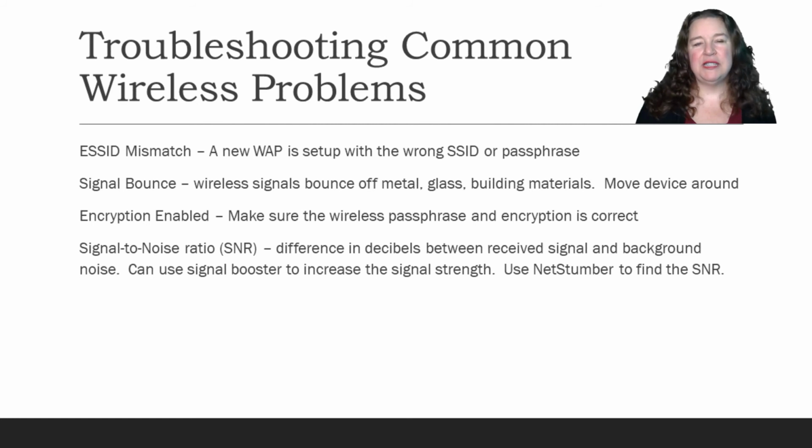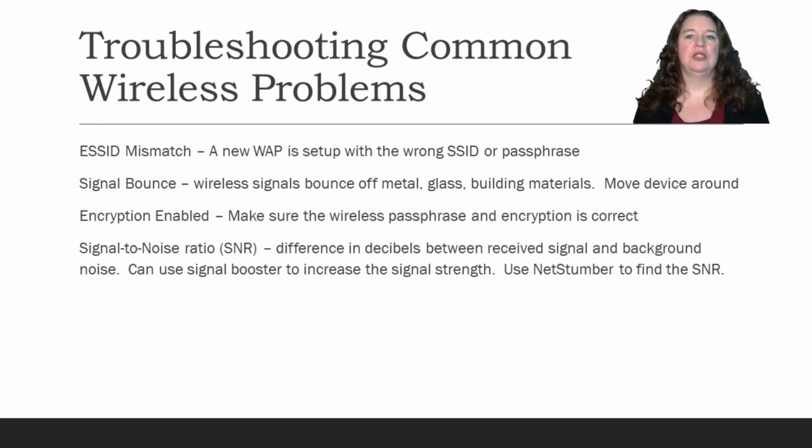If you are dealing specifically with a wireless issue, there are a couple of things that are wireless specific. Your ESSID, your extended service set ID. Remember, we have our SSID, which is the name of the WAP, and then assume that we have multiple WAPs attached, so that we have an ESSID. So multiple WAPs going on through your entire office. If someone set up a new WAP that had the wrong SSID or passphrase, that can be a problem with ESSID mismatch. Obviously, if we wrote in the wrong SSID, it's not going to be able to connect correctly.